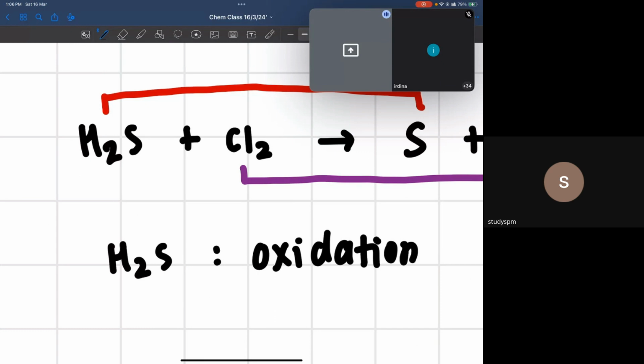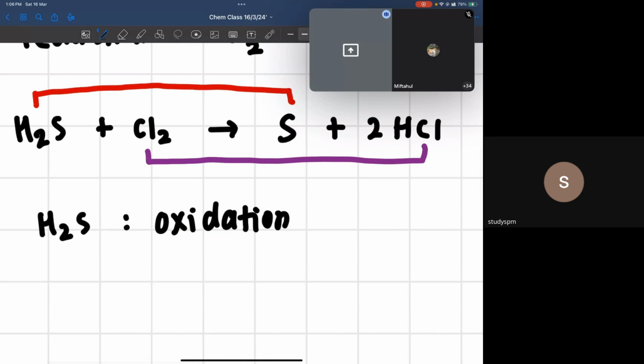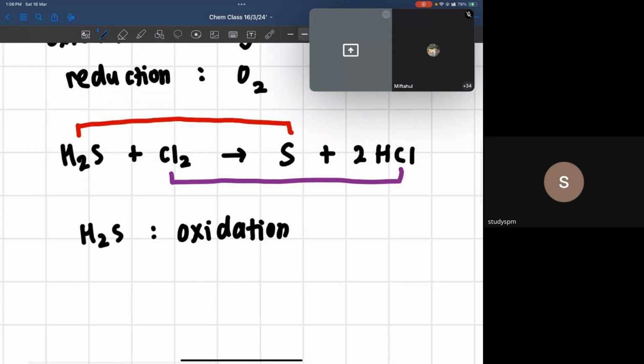Easy, right? Until here. Okay. And then the other one, oh, very obvious. If one is oxidation, the other must be reduction. If this is redox. But not every equation is a redox equation, okay? Only some. So you need to identify well.